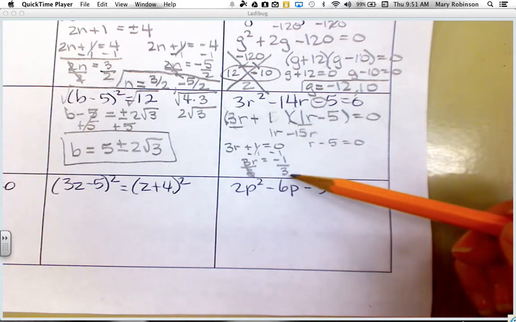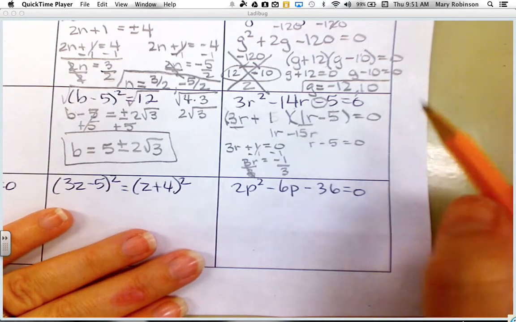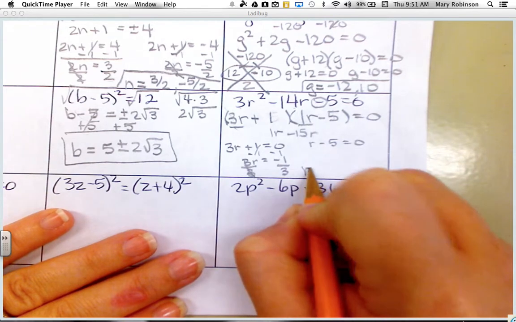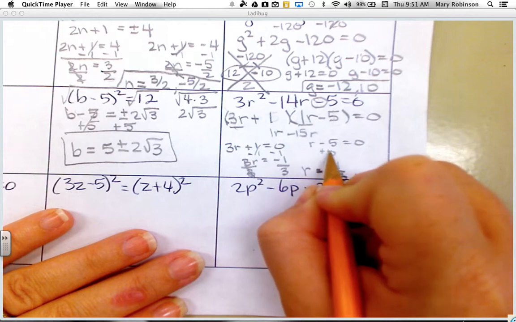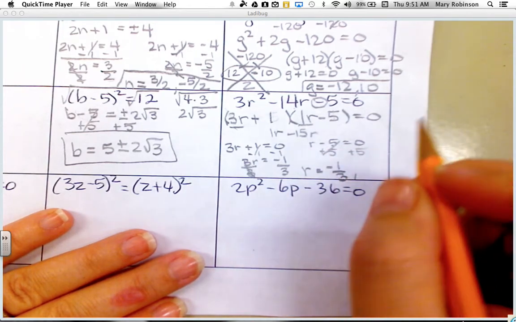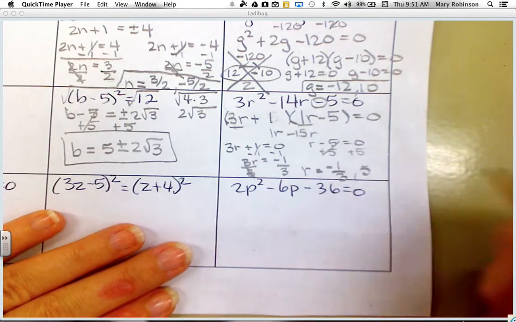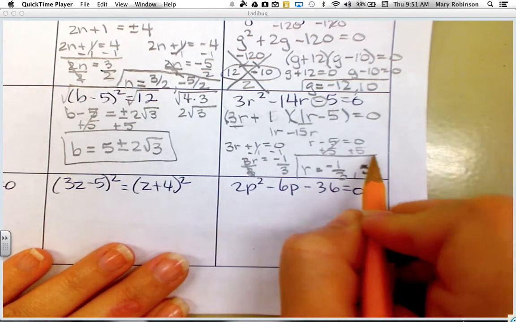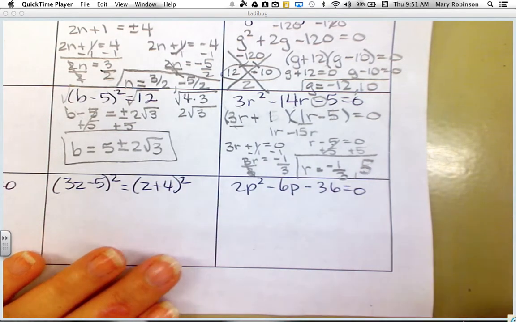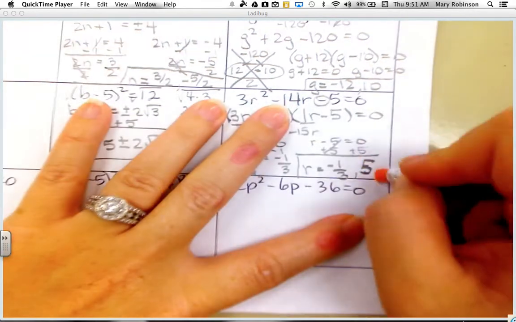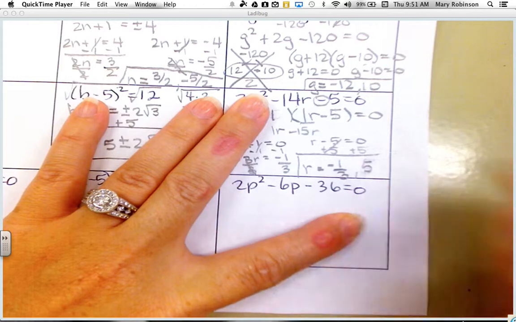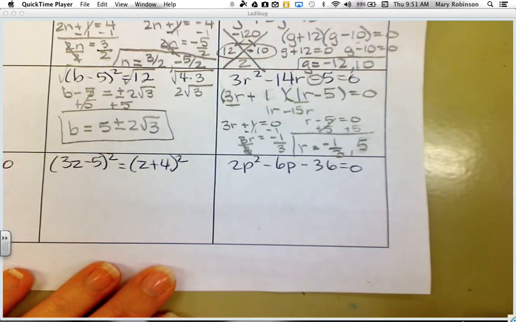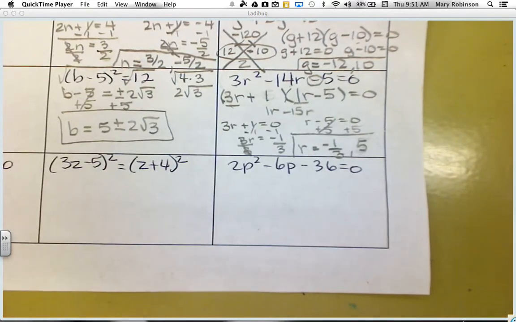So negative 1/3. This one here for r minus 5, our solution would be, what would it be? Yeah, the other one would be positive 5. So negative 1/3 is the solution, and positive 5 is the solution. Negative 1/3 and 5.